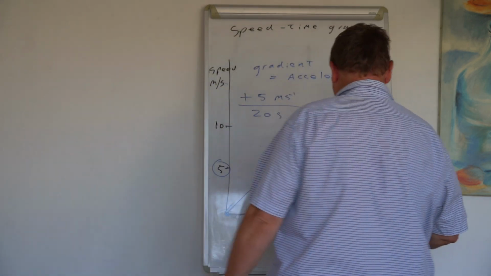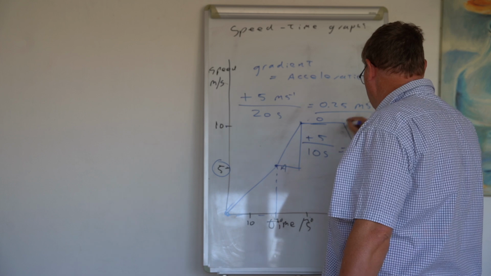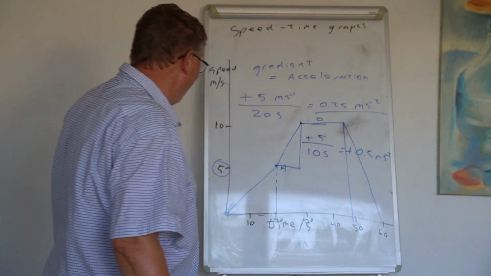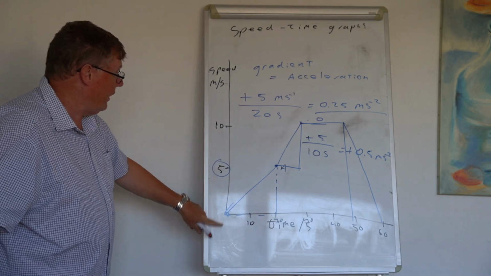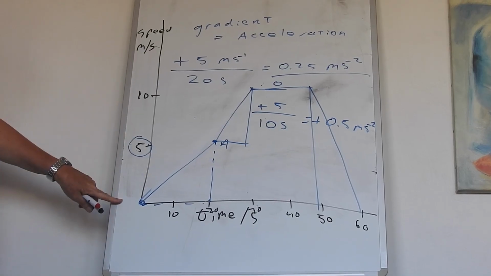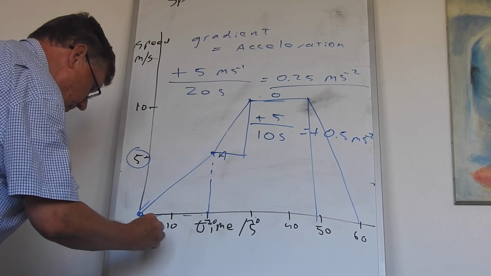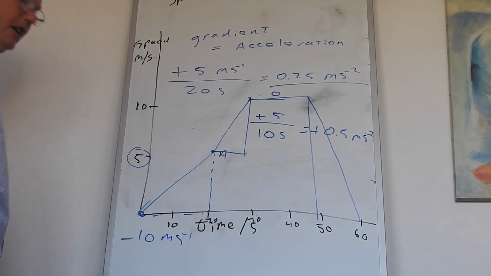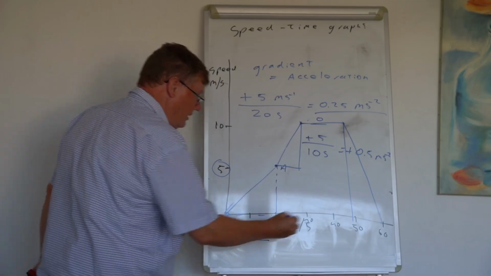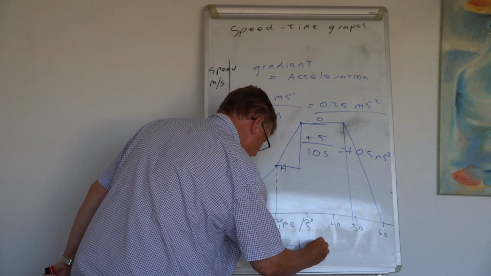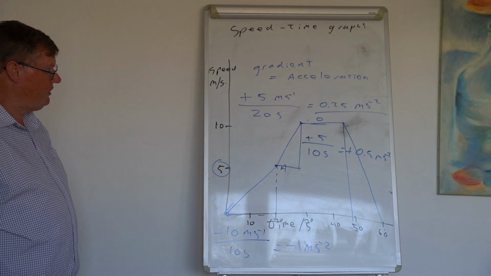And what about the last bit? I think that's meant to be 50 over here. So let's call it from 50 to 60. There we go, 10 seconds along the bottom. They slowed down by 10 meters per second. So their change in speed is minus 10 meters per second divided by the time taken, which is 10. And that's minus 1 m s to the minus 2. That's basically what you have to do.